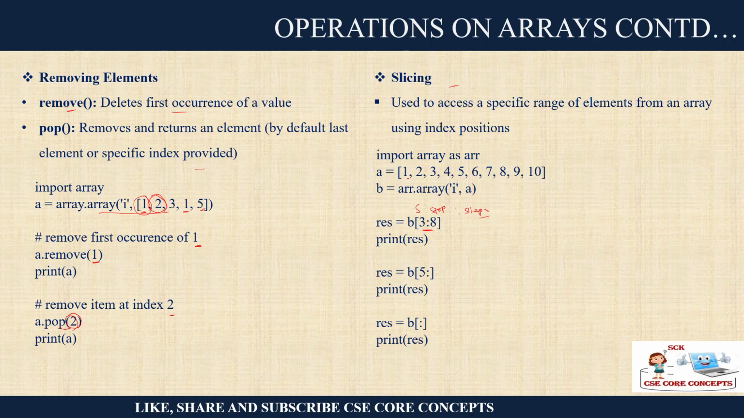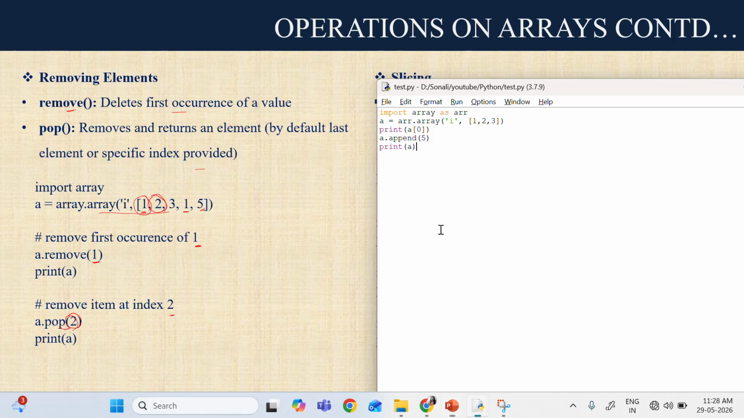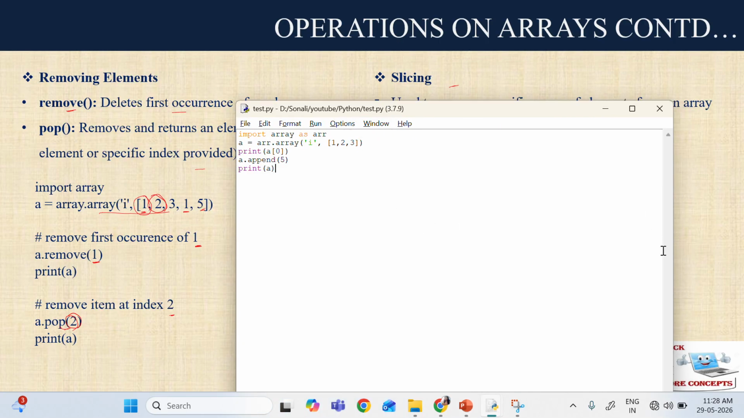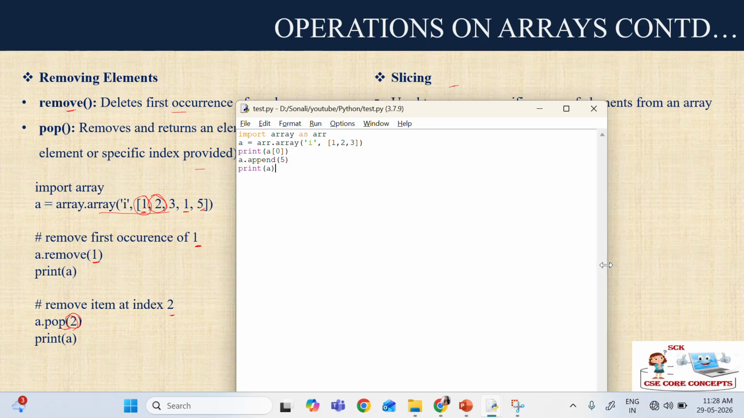So here you have declared an array 1, 2, 3, 4, 5, 6, 7, 8, 9, 10, and then you have created another array B, which is having elements of the same array A. If you want to just create a slice from B, 3 to 8, this is how you can have it. You want to check it out, so we can always check it out. Let's see how it will work.